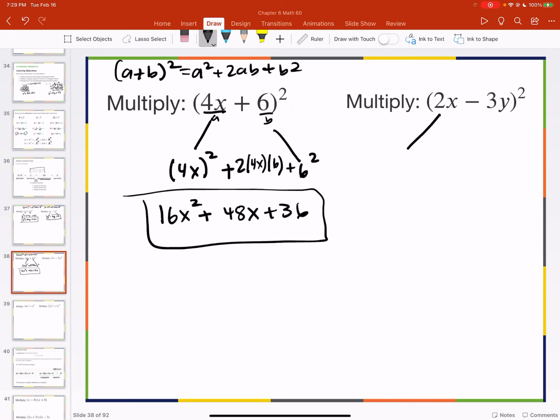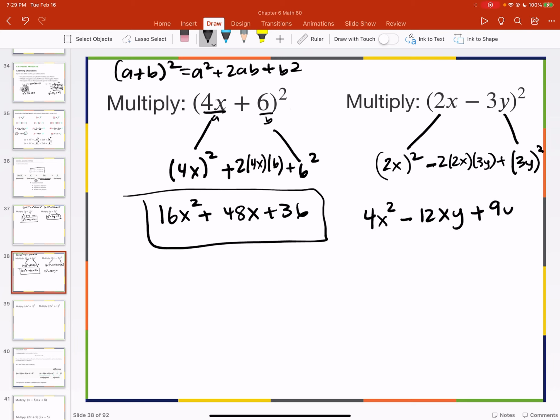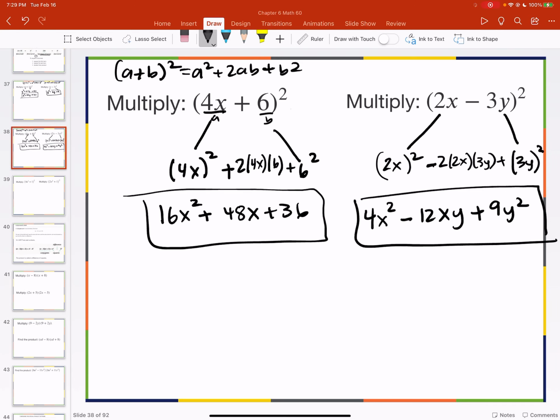Okay, again. So first term squared, 2x squared, last term squared, the last term, 3y, is going to be squared. And then in the middle, 2 times 2x times 3y. Okay, so that's going to be final answer 4x squared minus 12xy plus 9y squared. So one could say, well, can I just keep using the box method? Of course you can. I'm just showing you that this is a shortcut. That's the point of this section.